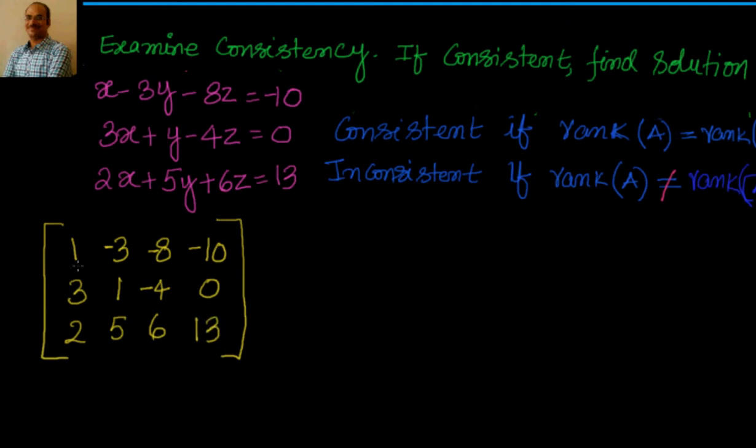Now what do I have to do first? I have to make the second and third elements of the first column zeros, so that I can calculate the determinant of A, which is nothing but the first three columns. I will say the whole augmented matrix is B. So rank of A is determined by the determinant of A. If determinant of A is equal to 0, then I have to go to another 2 by 2 submatrix and see whether its determinant is non-singular or not. If it is non-singular, then the rank is 2.